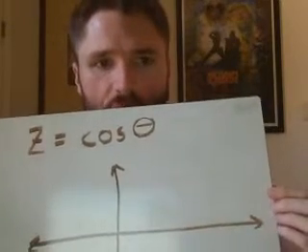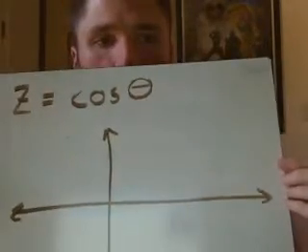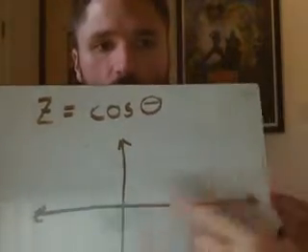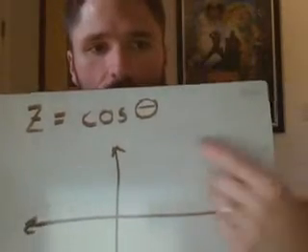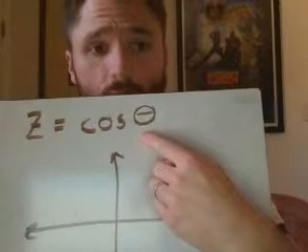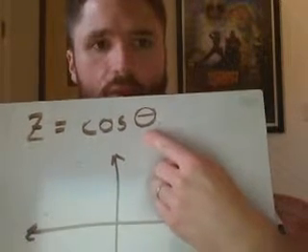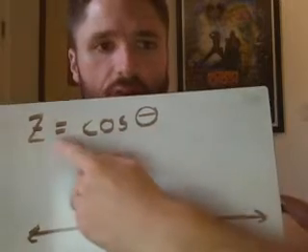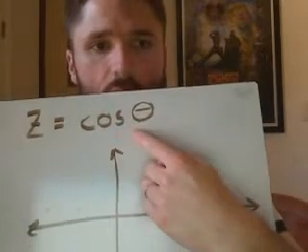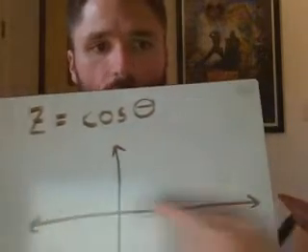The first thing we should consider is which variable goes on which axes. Notice that theta is our input variable. We're putting numbers into theta, and we're getting out z's. So that means that theta is going to go on our horizontal axis. I'm going to label that right now. I'm going to put theta on the horizontal.